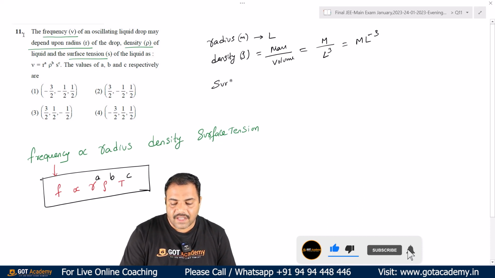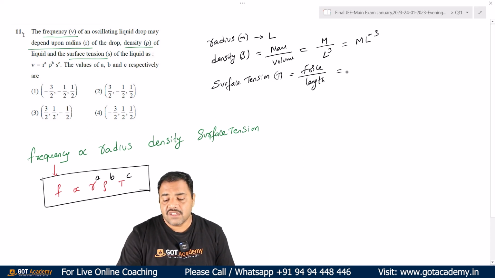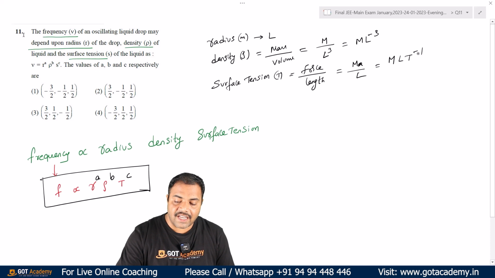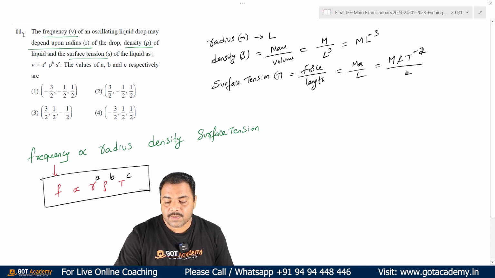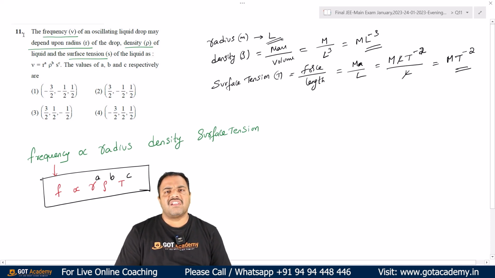Now coming to the surface tension T, which is given by force by length. The formula for force is mass into acceleration. Mass is M, acceleration is L T power minus 2, because it is distance per time square. Divided by L, these both will be cancelled, which is equal to M T power minus 2. So we got surface tension, density and radius. So we got all the 3 dimensional formulas.